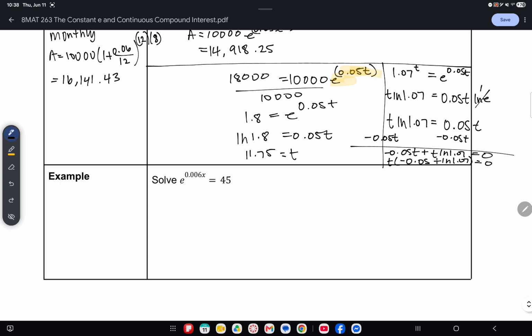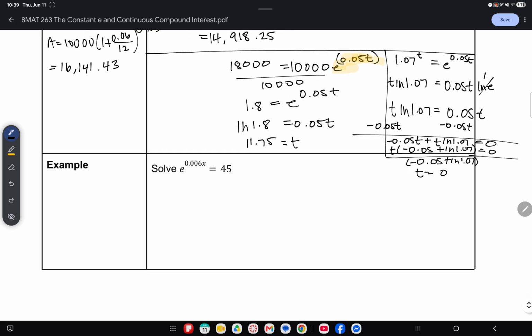I don't really care what quantity this is here, right? It's going to be some number. And to get t by itself, I would divide by that number, whatever it is. But 0 divided by some number is still going to be 0. So the only way these two are ever going to be equal is at time 0. So the third option is never going to be the best option, because that 1.07 is going to grow faster than e to the 0.05t. All right.